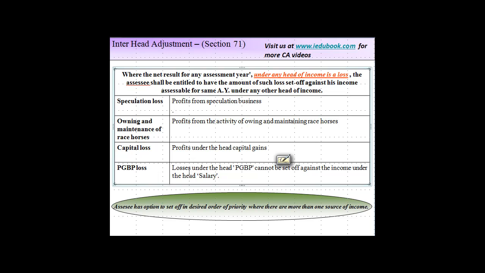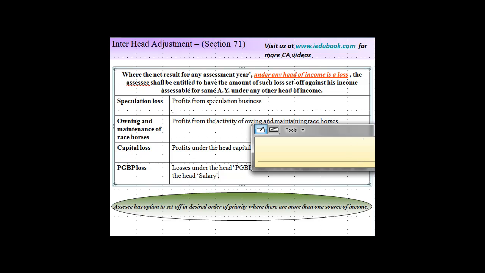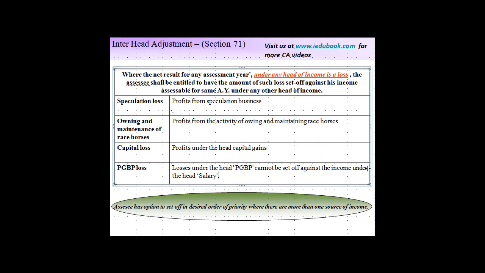Next is PGBP loss. Losses under the head profits and gains of business and profession cannot be set off against income under the head salary. So you can't set off the losses under the head PGBP against salary income.